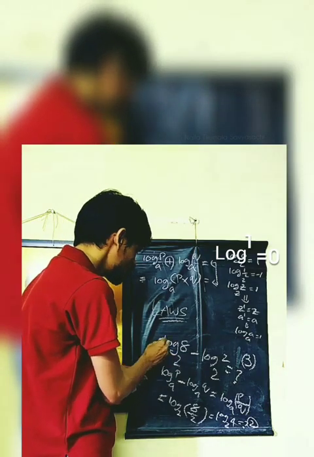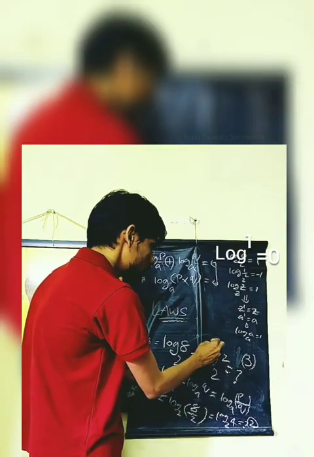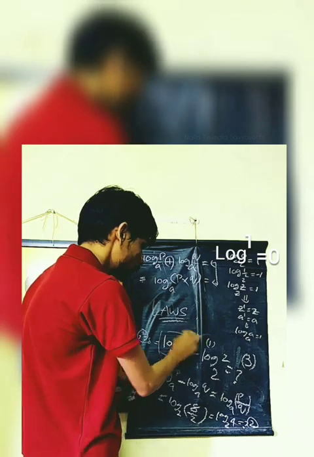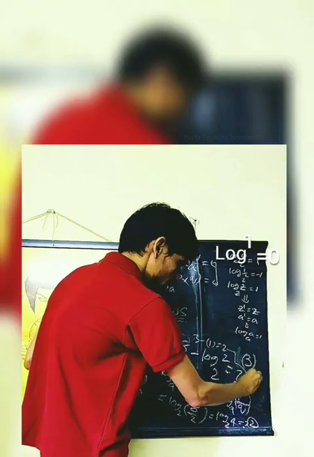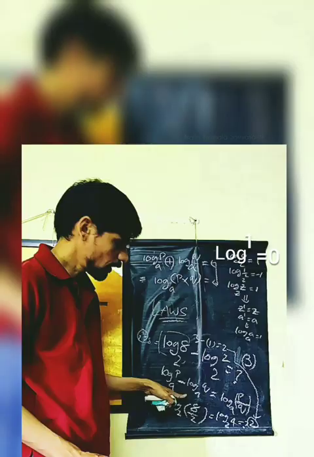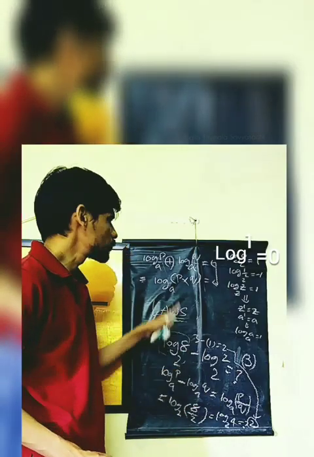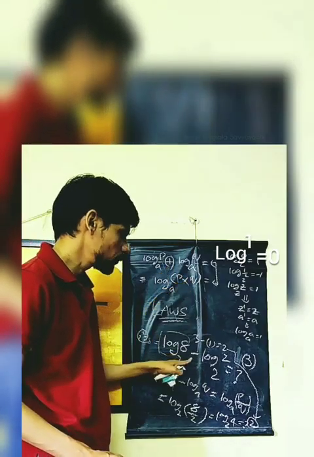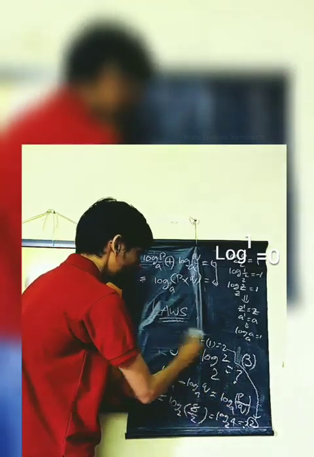So normally what is the value? 2 power 3 equals 8, right? And 2 power 1 is 2. So this value is 3, 3 minus 1 equals 2. So this value and this value are the same. That means our logic is working, our law is working as expected. So just remember, when you are doing addition, we will multiply. When you are doing subtraction, we will do the division.